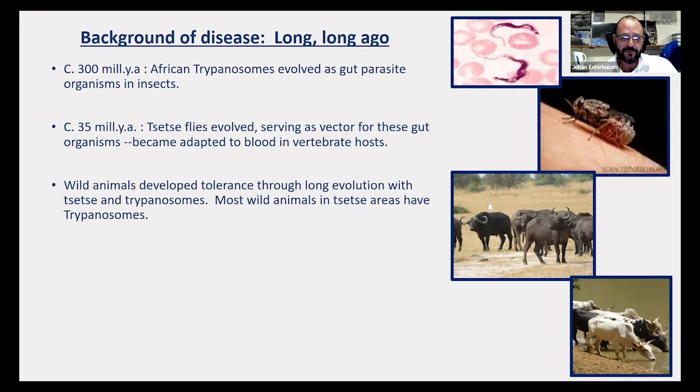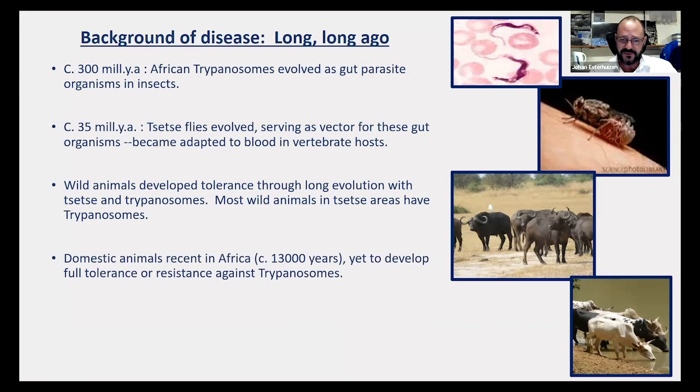In wild animals, because of their long evolution with the parasites and tsetse flies, developed a tolerance against the disease. And most wild animals in the tsetse area will have trypanosomes. So just for an example here, the time I spent in KwaZulu-Natal, when I started my work on tsetse flies, there was an incident where white rhinos were moved from, I think, a park in the Free State into KwaZulu-Natal Park. And within a few months, both these rhinos picked up Nagana, and I'm not sure if they died, but they were certainly diagnosed with Nagana, just to show the naivety or susceptibility of animals which are not exposed to the tsetse flies and the parasites.